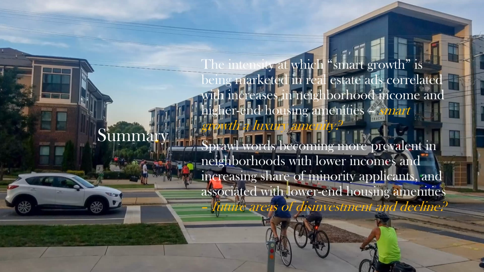Anyway, so this told us that as these smart growth terms start to be marketed in real estate neighborhoods, we start to see an increase in the income and higher end housing amenities. So we question whether smart growth is in fact a luxury amenity, while these sprawling type words are future areas of disinvestment and decline. Okay, next click. Click. And what this brings out to us are the disparities in the distribution of these public goods and investments.